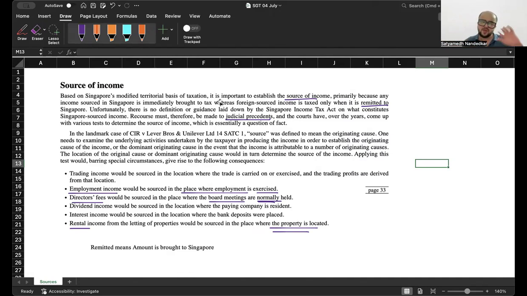Now, once you know where the income is sourced, then income sourced in Singapore is subjected to tax immediately, whereas foreign sourced income is taxed only when it is remitted to Singapore. So income sourced from a foreign location will be taxed in Singapore only when it is brought to Singapore. To remit means the amount has to be physically transferred to your account in Singapore for that particular amount to get taxed.